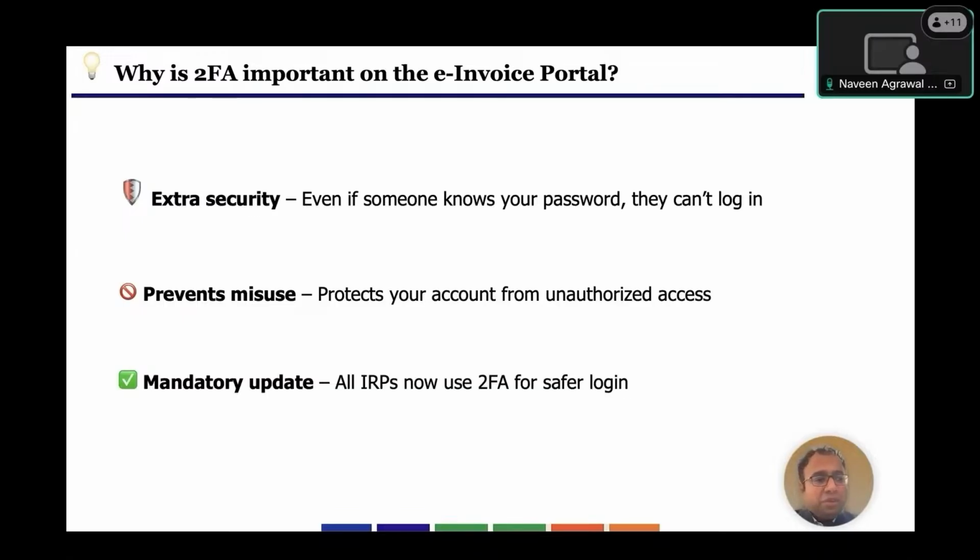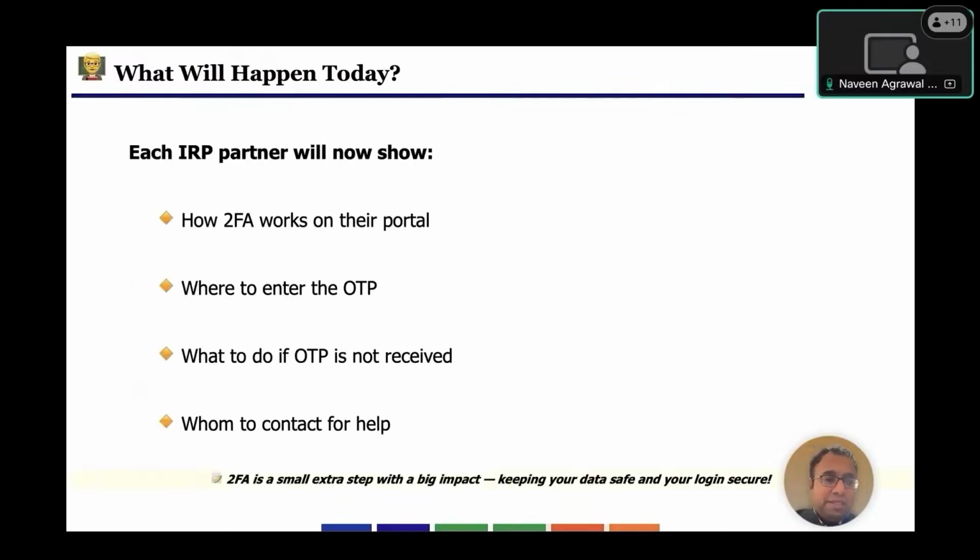In current times, it is very important that we protect our digital assets and identity. Therefore, 2FA ensures this by adding extra security. Even if someone knows your password, he or she will not be able to log in as they will not have access to your OTP. It prevents the misuse and unauthorized access of your account. Therefore, to ensure both of the above goals, we have made 2FA mandatory on all the IRP portals. Today we will see how it works on the 4 private IRP portals operated by different players.